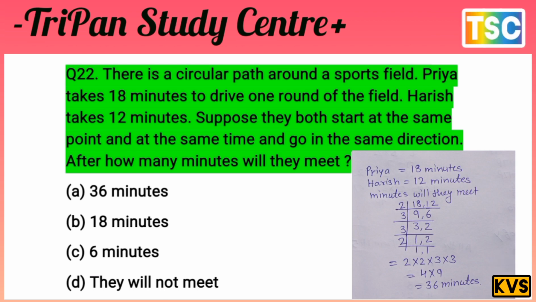LCM means lowest common multiple. 18 factorizes into 3 into 3 into 2, and 12 factorizes into 2 into 2 into 3. It means the LCM is 3 into 3, and for 12 the extra factor is 2 into 2. It means 9 into 4, which is 36. It means 36 is the correct answer.